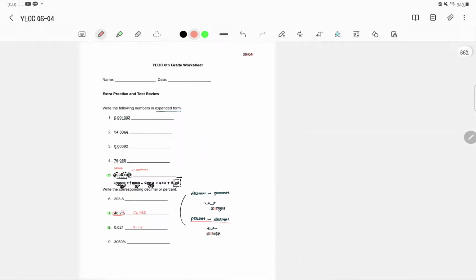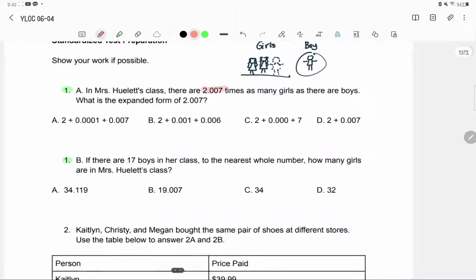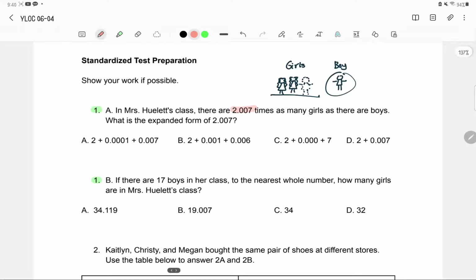Okay. Moving on to this one. In Mrs. Hewlett's class, there are 2.007 times as many girls as there are boys. For the expanded form that we did on the previous page, as you can see, it's the whole number without any number to the right. So 2 plus 1, 2, 1, 2, right? This one. So the answer is D.